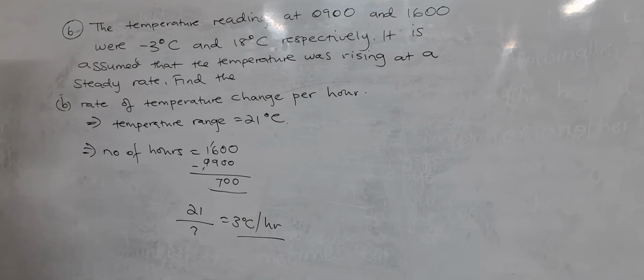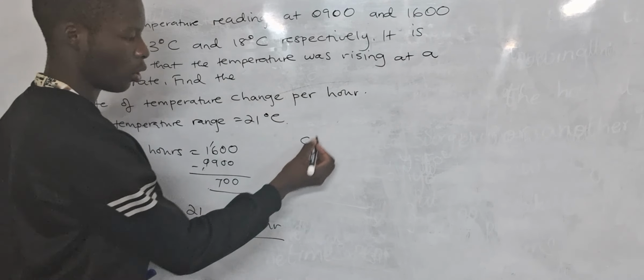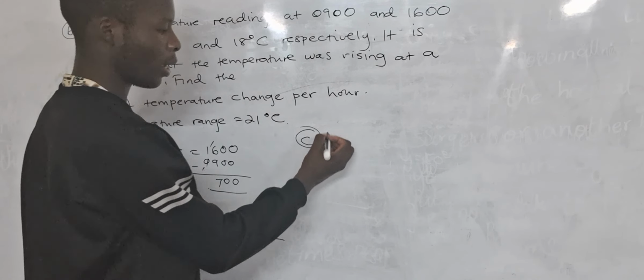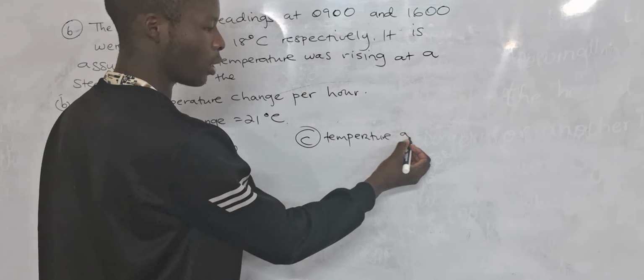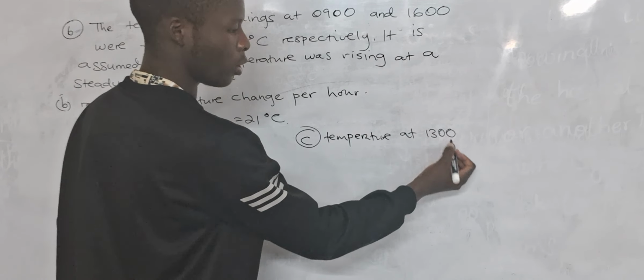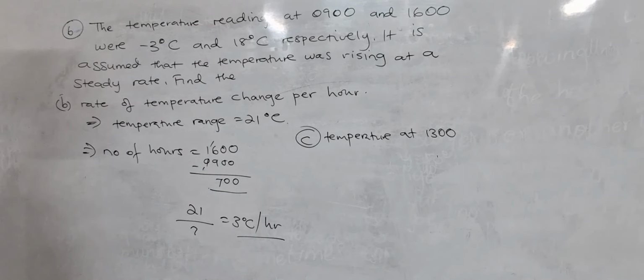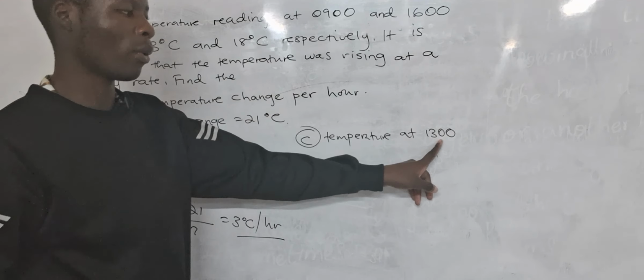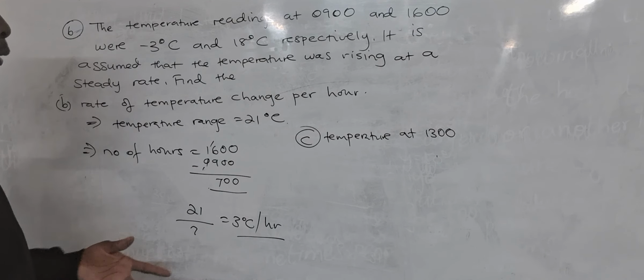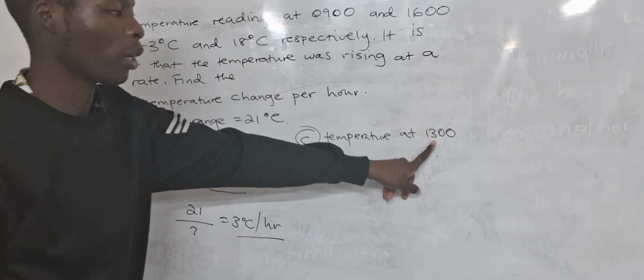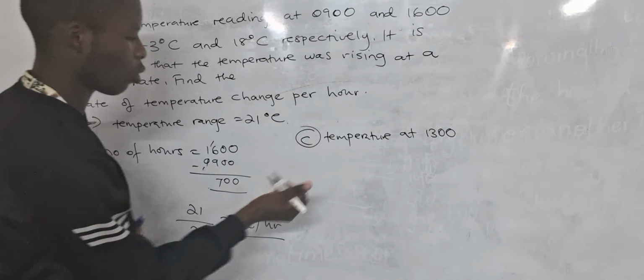Let's move on to question C. What is the temperature at 1300? Find the temperature at 1300. This is 1 o'clock in the afternoon. So what do you do? You calculate the number of hours between this 9 o'clock and 13.